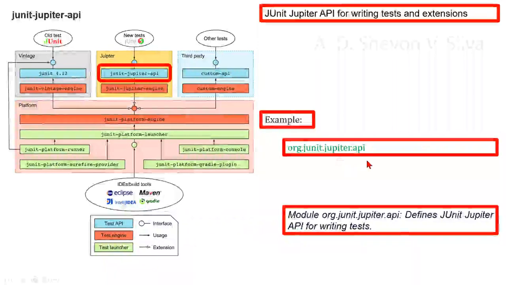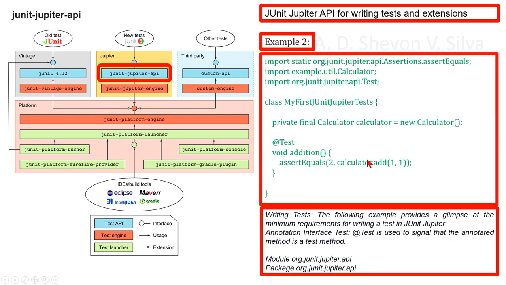As an example, we can consider the module org.junit.jupiter.api, which defines junit-jupiter-api for writing tests. As an example too, we can consider this code segment. Writing tests: the following example provides a glimpse at the minimum requirements for writing a test in JUnit Jupiter. Annotation interface Test. @Test is used to signal that the annotated method is a test method. Test methods must not be private or static and must not return a value.